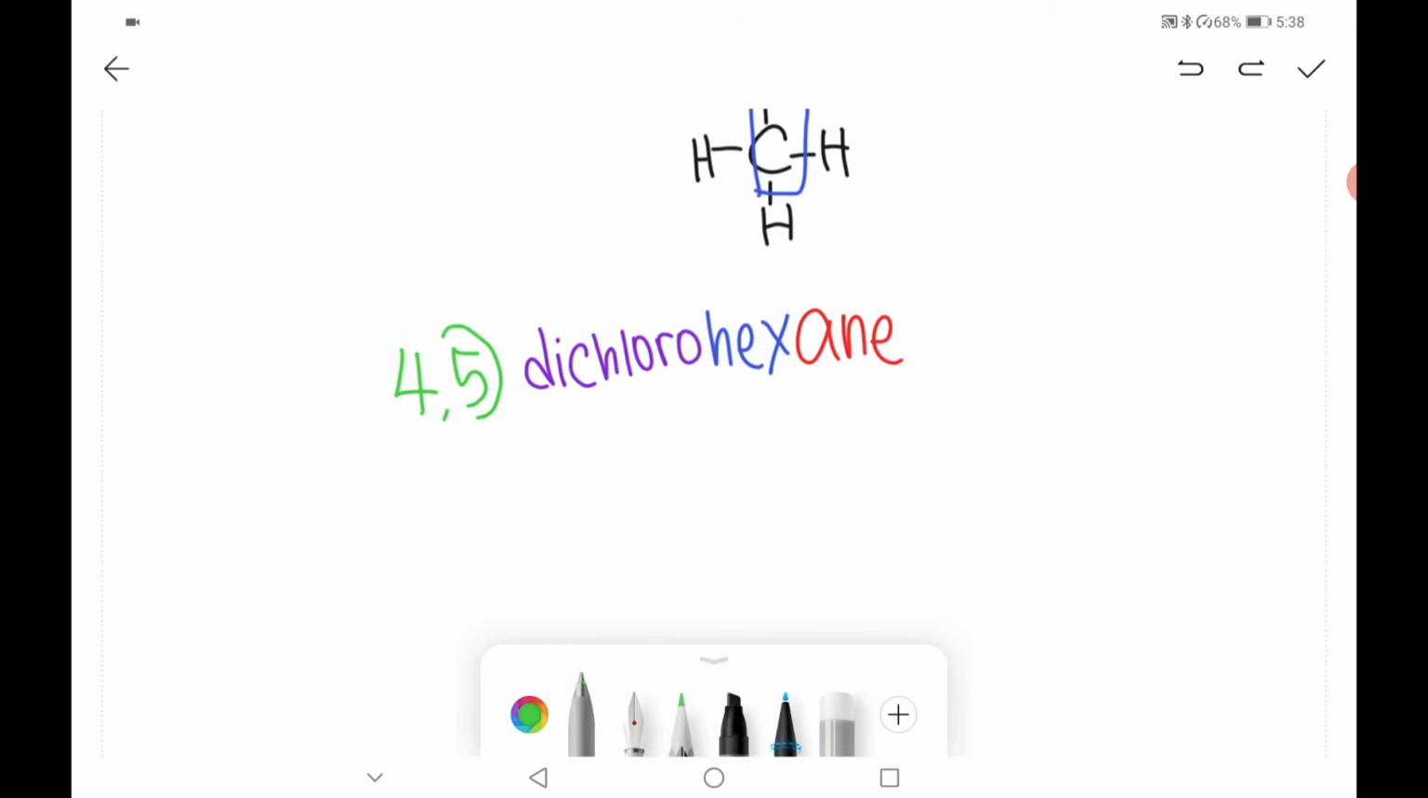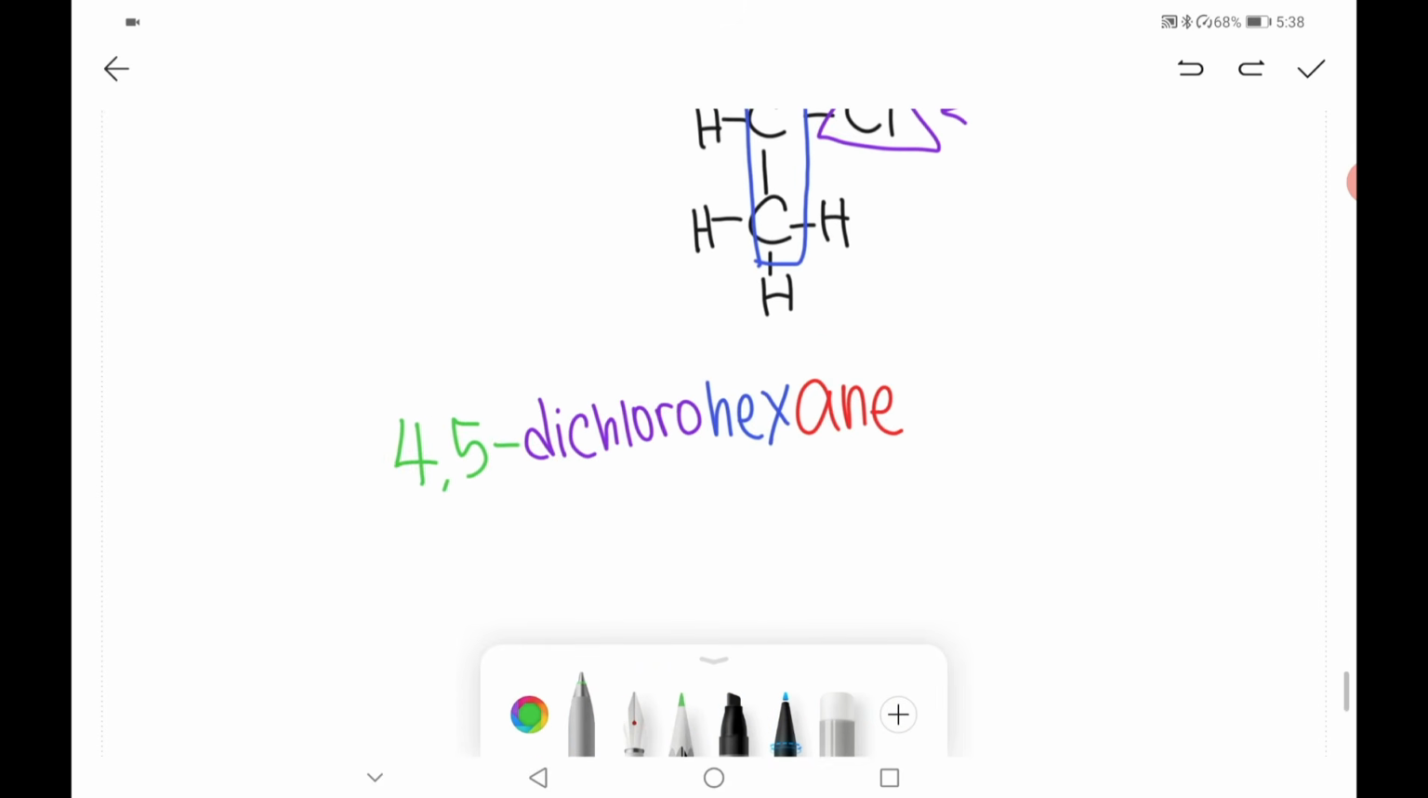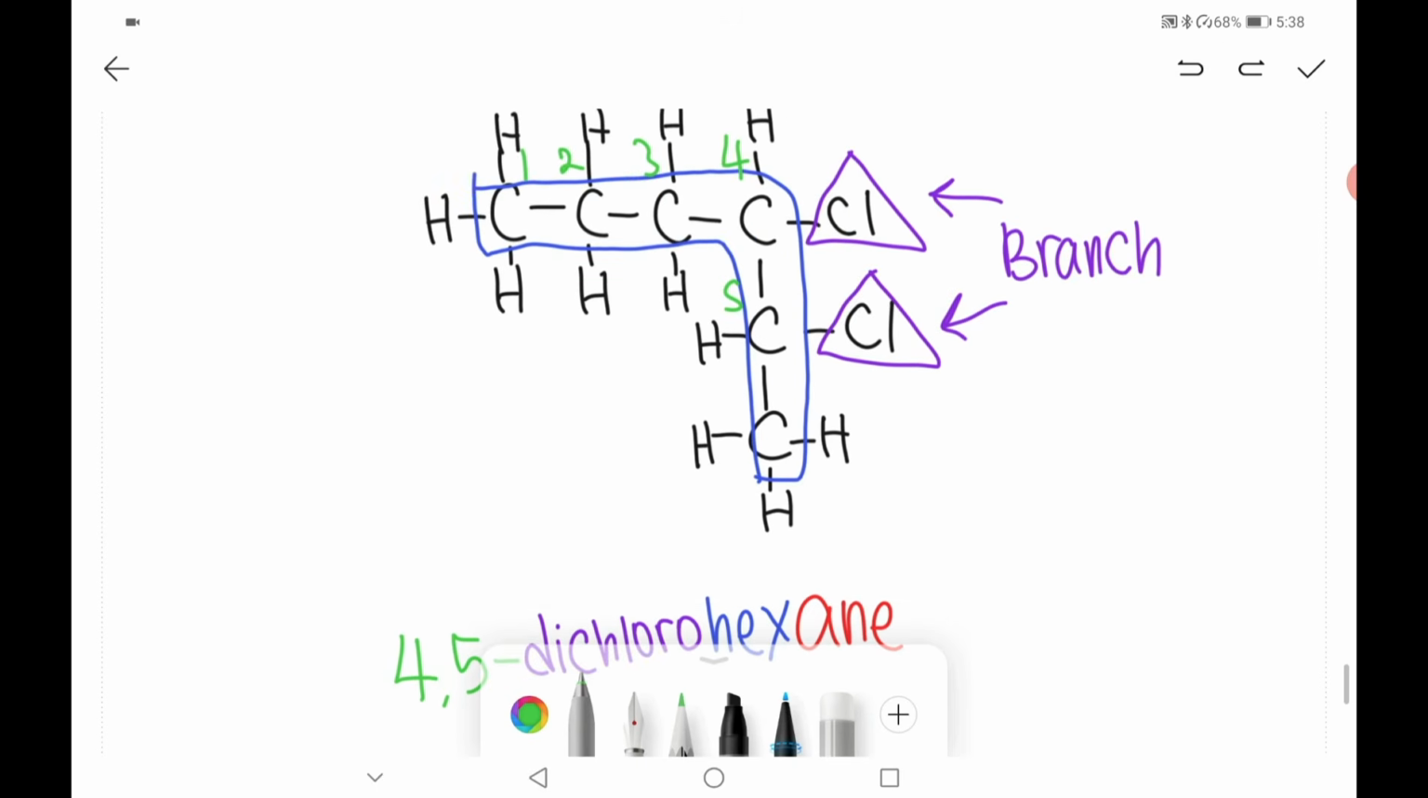Between the number and the letters, you need to put a dash. Okay, 4,5-dichlorohexane. So don't memorize, you just need to understand the concept. You see, 2 branches, you need to give 2 numbers. But you're not done yet. Try to count again from the opposite direction.